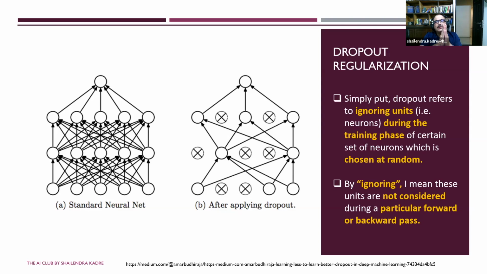And we know that the model of right complexity for a particular data set is specific to a data set. For a particular data set, it will not overfit. So this technique is called dropout regularization. Dropout means we are dropping out some neurons. So I think you understood it.